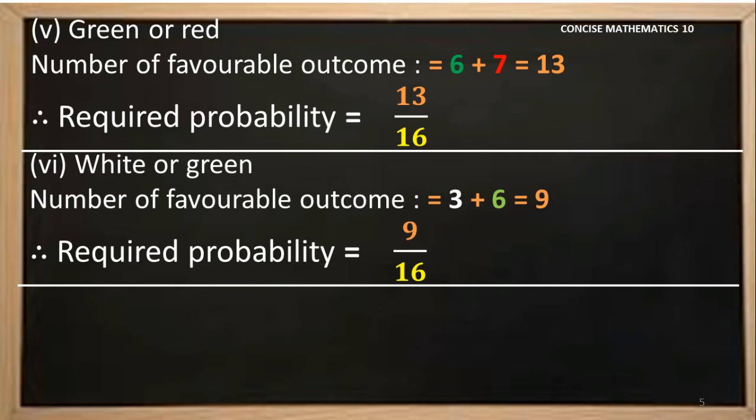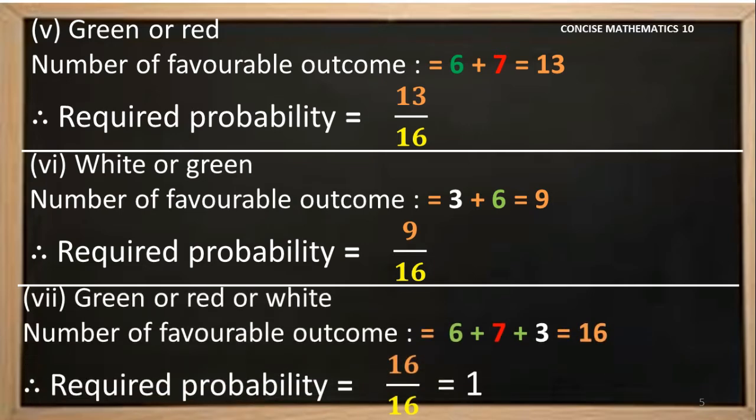And the next sub-question is the last sub-question. Find the probability that the ball chosen is green or red or white. So green or red or white means it is the total, that is equal to 16. Hence the probability will be equal to 1.